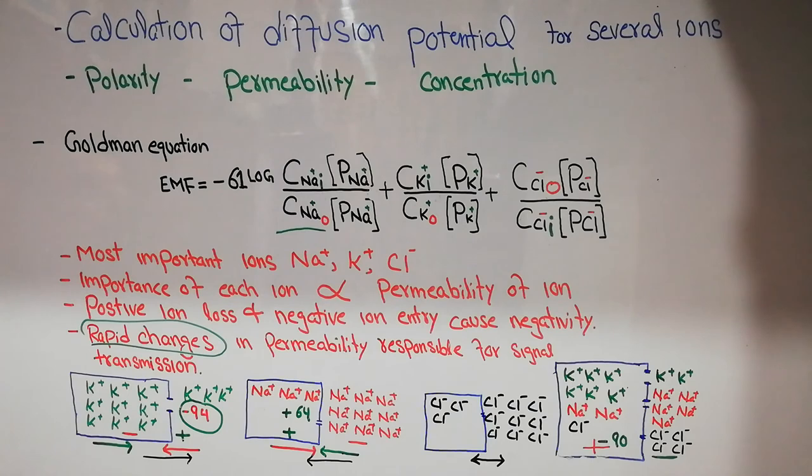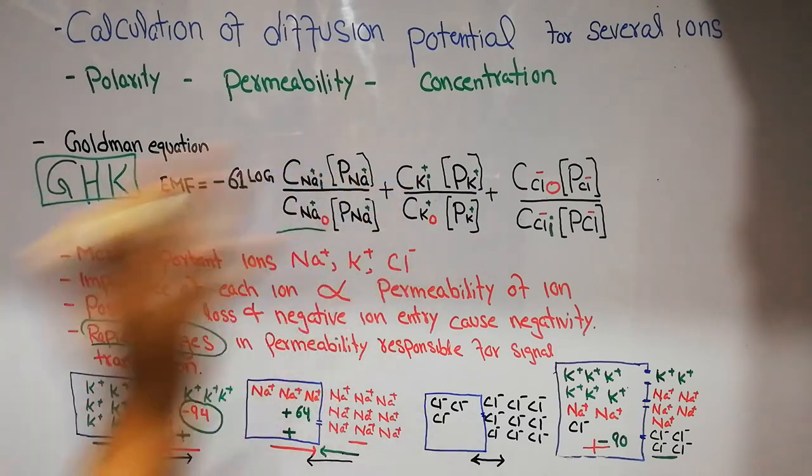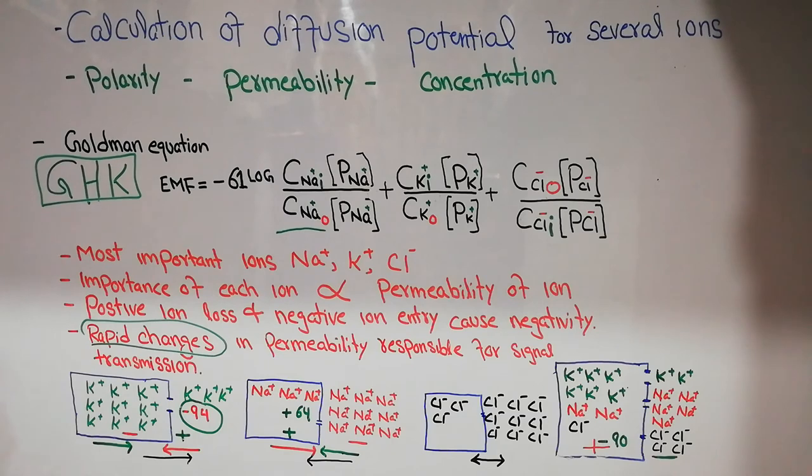The Goldman equation is a sort of Nernst potential, taking all the Nernst potentials of sodium, potassium and chloride combined. The Nernst potential is used to calculate the membrane potential for one ion only, but when the Nernst potentials of sodium, potassium and chloride are all combined, the equation is the Goldman equation, also known as the Goldman-Hodgkin-Katz equation, GHK. So this is all about the Goldman-Hodgkin-Katz equation, or the Goldman equation, and it is used to calculate the resting membrane potential.